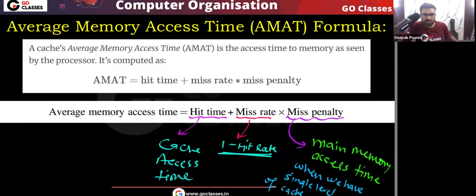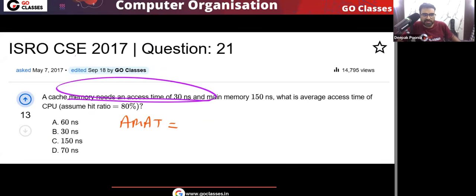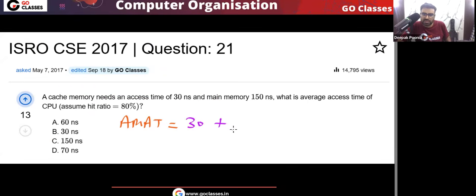So what will be the average memory access time, AMAT? That is equal to cache memory access time, which is 30 nanosecond, plus the miss rate. If the hit rate is 80%, then the miss rate is 20%. If you convert into fraction, you divide by 100, so you get 0.20, or 0.2.